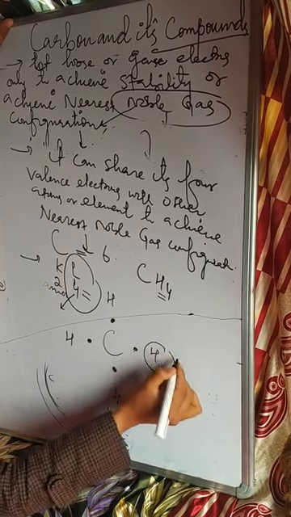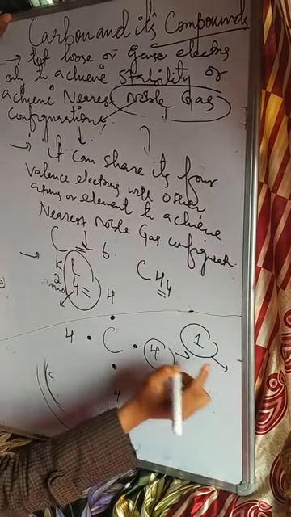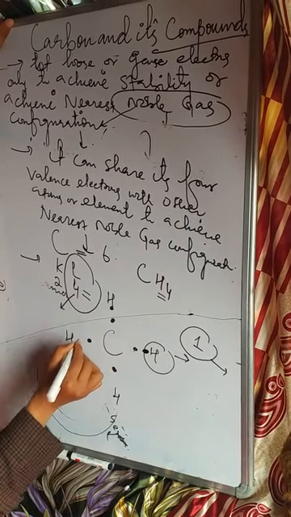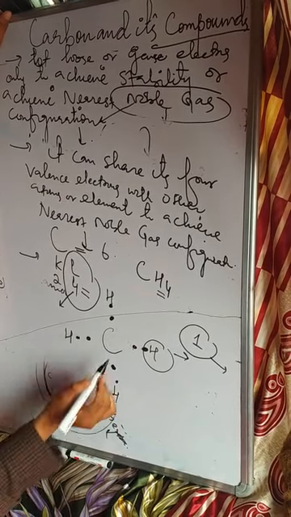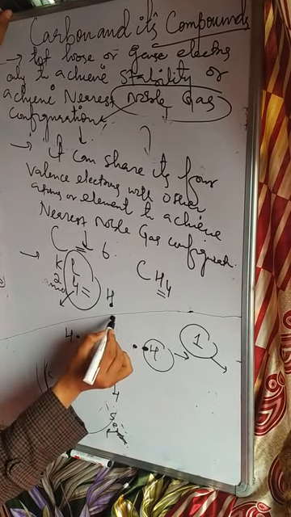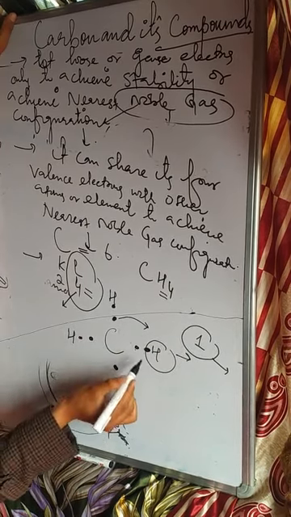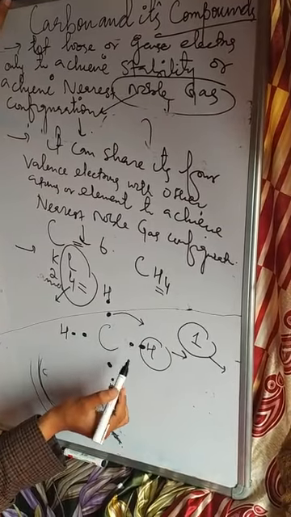Hydrogen has atomic number 1. That means its valence shell contains only 1 electron. Now the carbon, I told you, is neither in a state to lose nor gain 4 electrons.